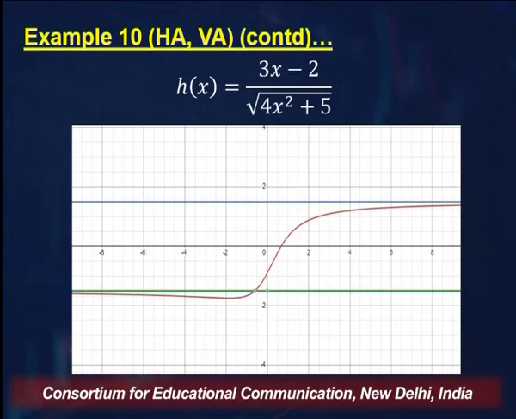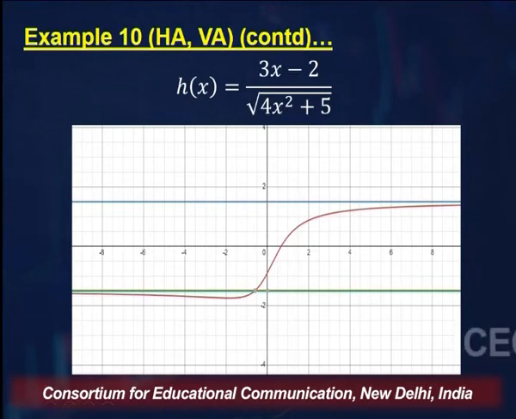So this graph turned out neater in this particular graphing utility. So you can see that there are two horizontal asymptotes. As x tends to infinity, the function tends to 3 by 2. As x tends to minus infinity, the function tends to minus 3 by 2, okay? So this is your function where there are two horizontal asymptotes.